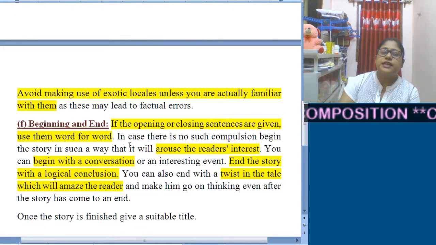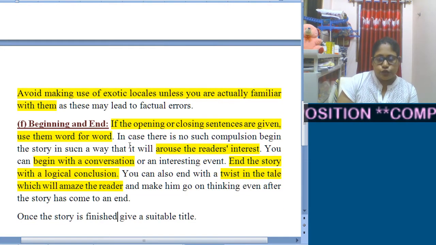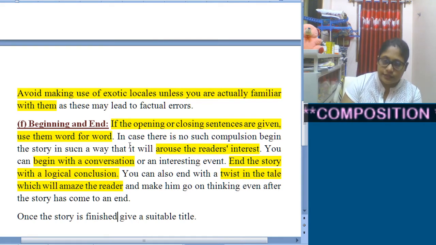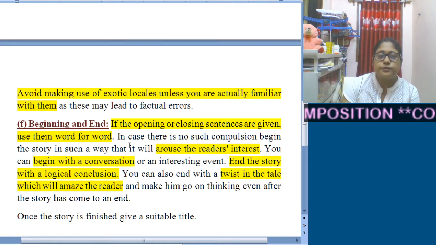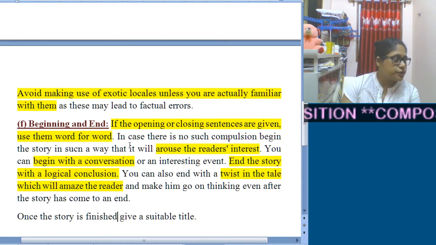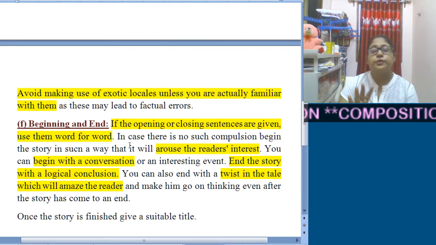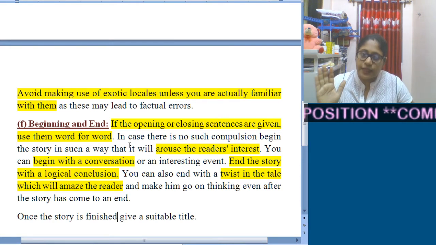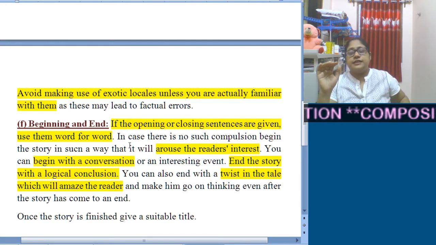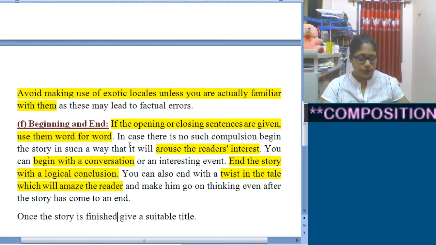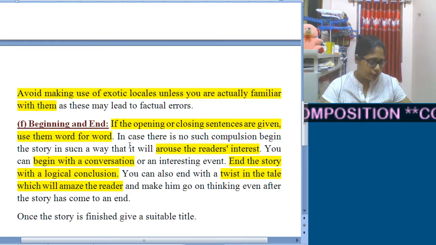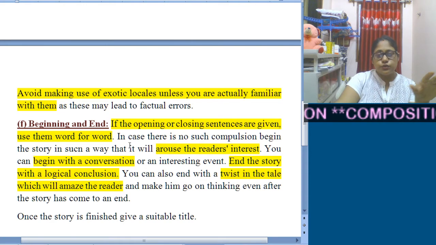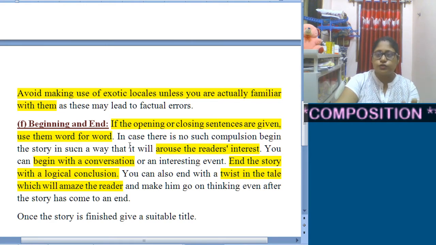And then comes beginning and ending. Sometimes you will be provided with certain words or one sentence, and you will be asked to start your composition with that sentence or those words, or to end your composition with those words or with that particular sentence. In such a case you are compelled to do so. If you are asked to begin with it, you have to. If you are asked to end with it, then also you have to. Nowhere do you get a chance to not follow that.